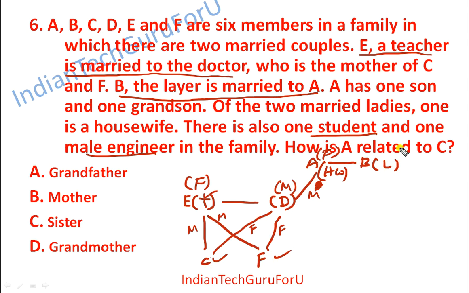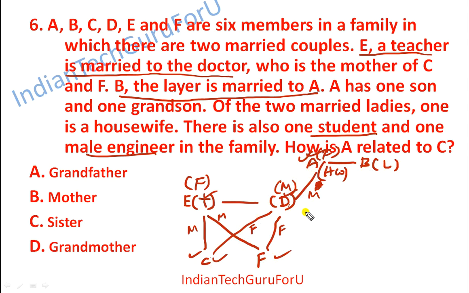Finally, what they are asking is, how is A related to C? Who is C's father? C's father is D. Who is D's mother? D's mother is A. Now, how is A related to C? A must be grandmother to C. Not only C, A must be grandmother to F also. So A must be grandmother to C as well as F.